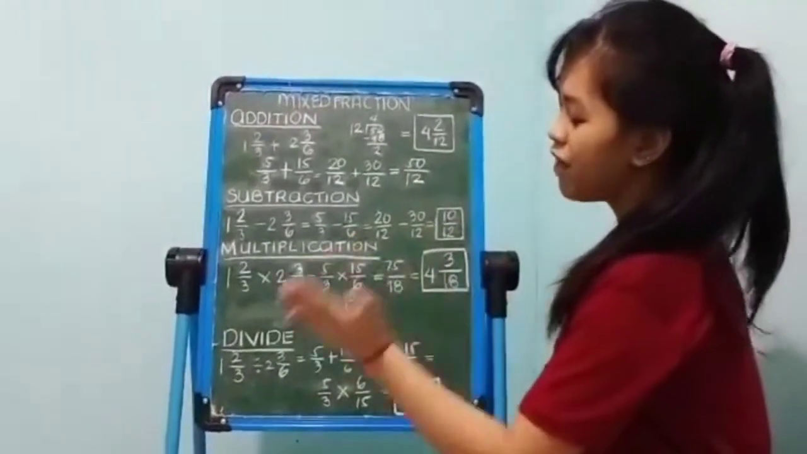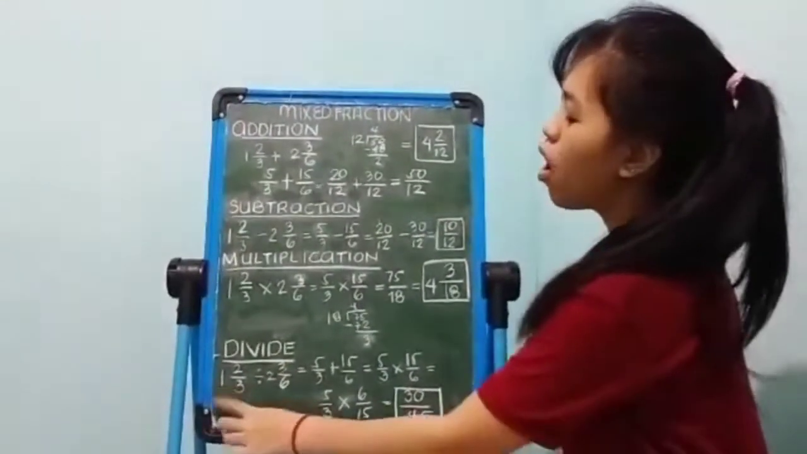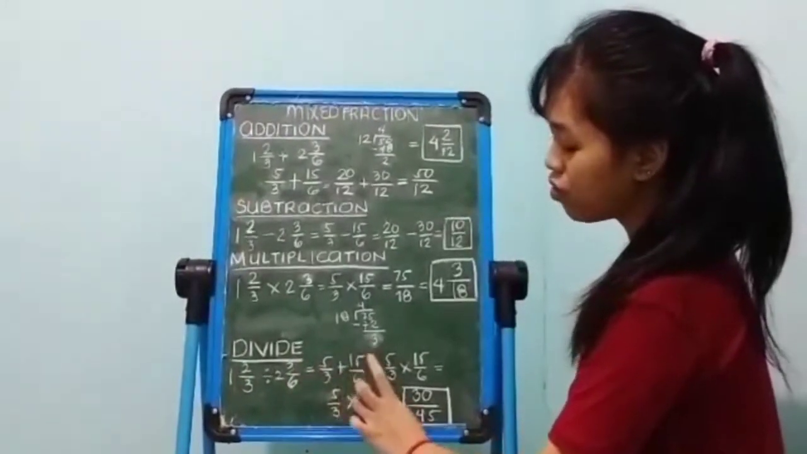Divide. In dividing mixed fractions, change them into improper fractions. For example, 1 and 2 thirds divided by 2 and 3 sixths is equal to 5 thirds divided by 15 over 6.